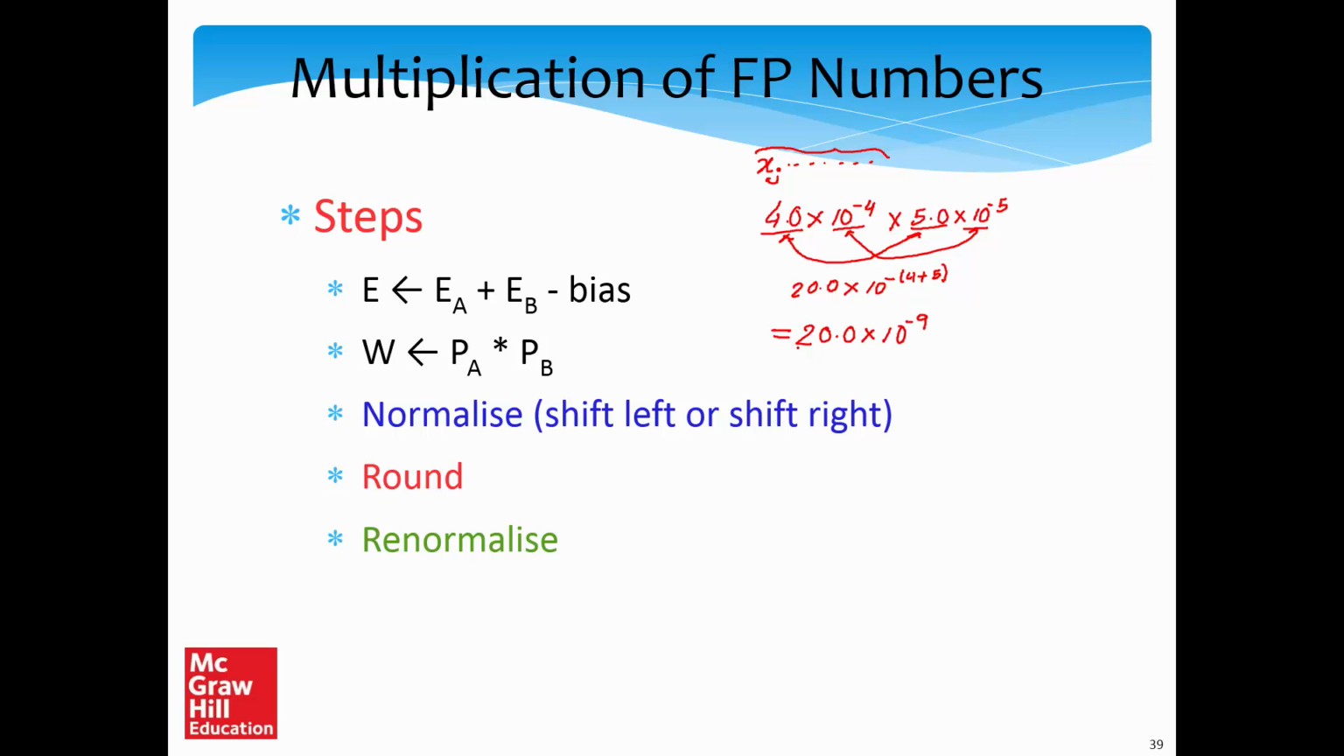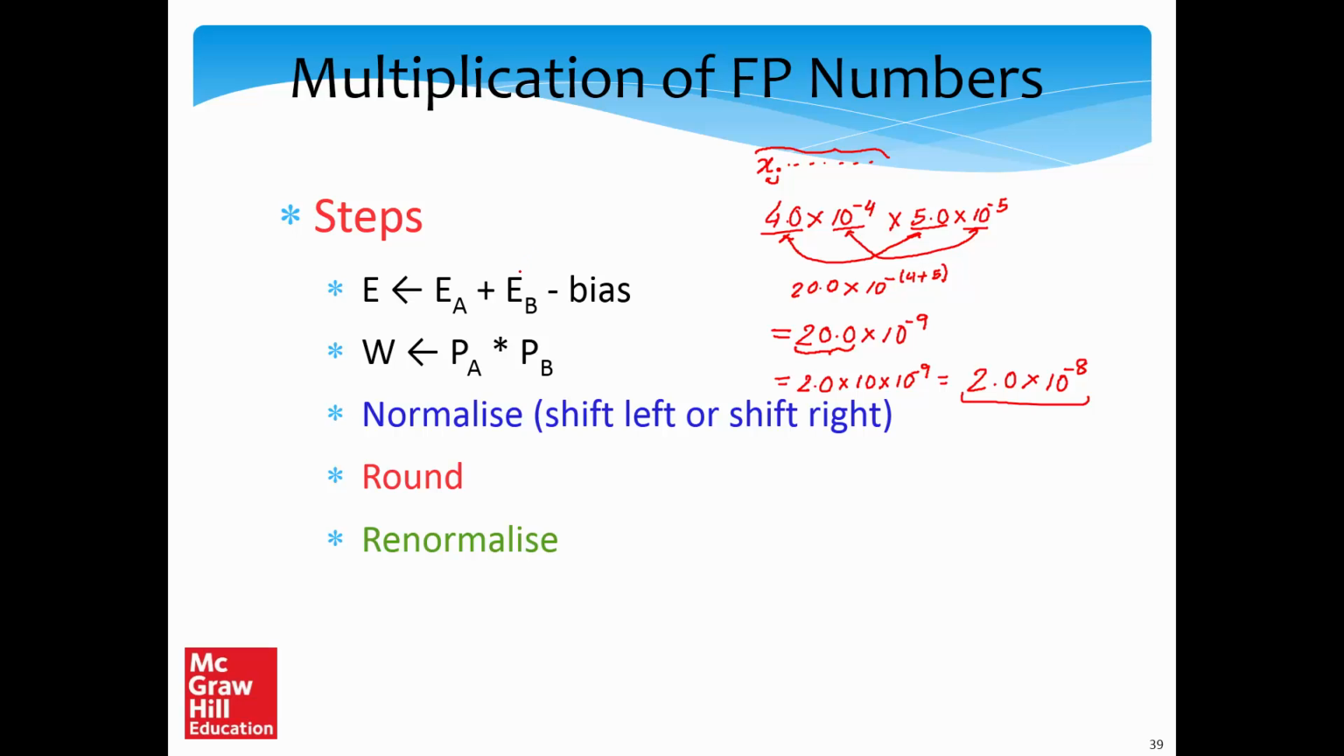Note that after the multiplication, the result obtained by multiplying the significands is not in the normal form. To bring it to the normal form, we make it 2.0 times 10 times 10 raised to the power minus 9, which is 2.0 times 10 raised to the power minus 8. Then this comes back to the normal form.